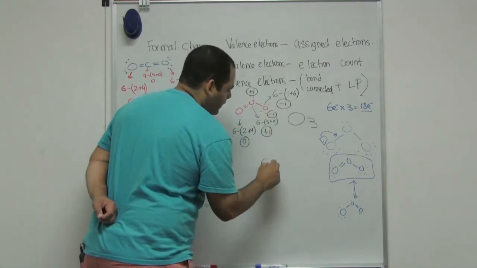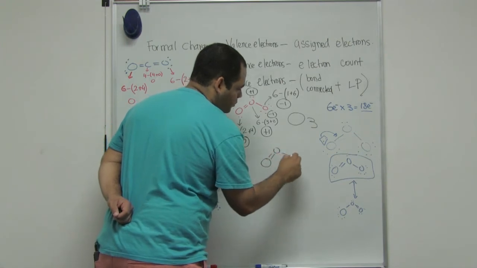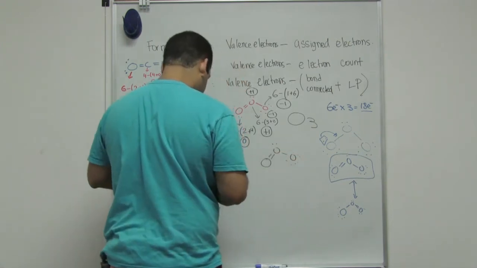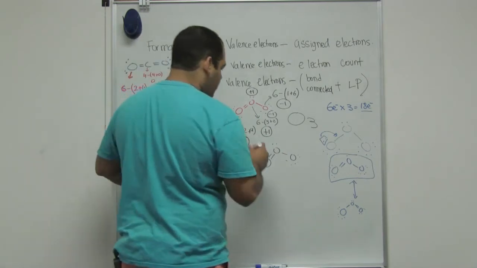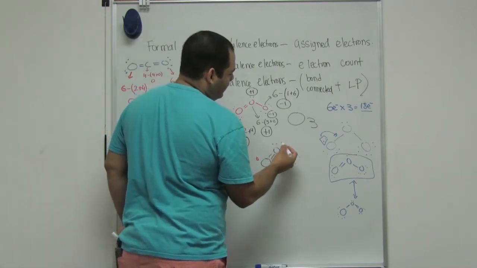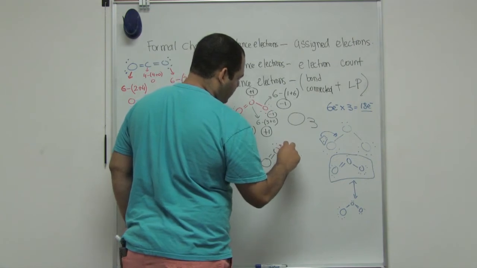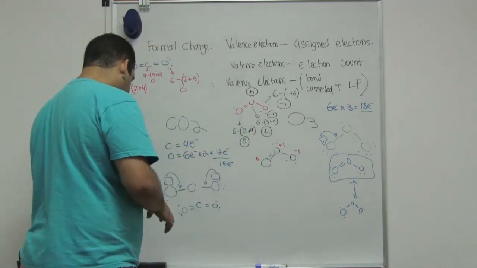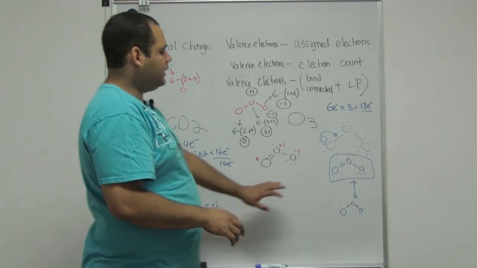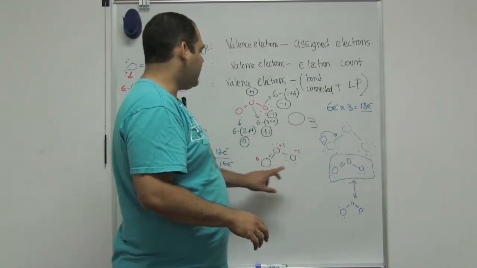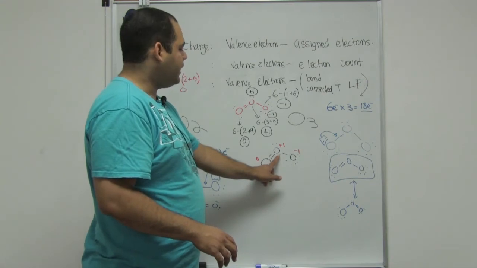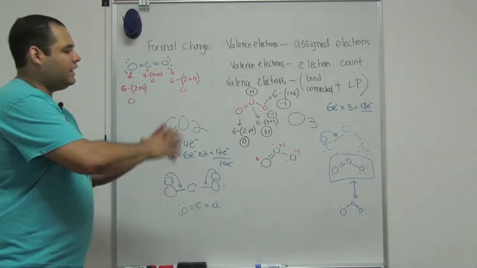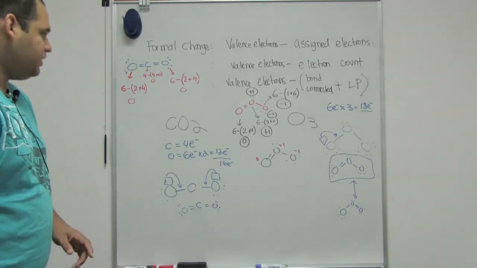So if I write the formal charge associated with that particular structure, I have a 0 here, plus 1 here, minus 1 here. Overall, my molecule has 0 charge, but this particular atom has a plus and this particular atom has a minus, and when we add everything, they cancel out, giving us a 0.